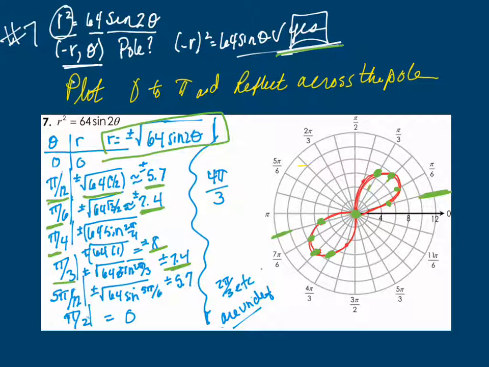All right, a couple more points at 5 pi over 12. I just went ahead and went with this one also. You get 5.7, so there's my 5.7 and my negative 5.7 down there.